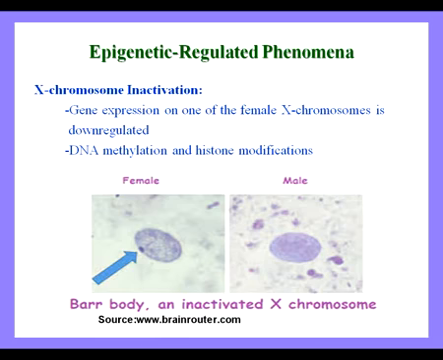X chromosome inactivation, as you can see here, is the Barr body. Gene expression of one of the female X chromosomes is downregulated, which becomes an isolated chromosome and becomes a Barr body. This is the expression of DNA methylation and histone modification.